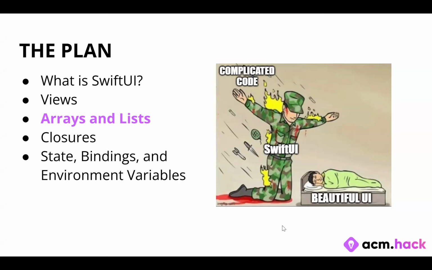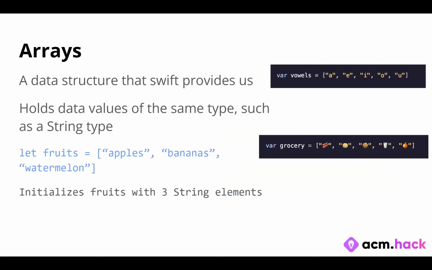All right, so let's quickly go over arrays and lists. I think they'll be pretty similar to other languages if you've learned them. An array is a data structure that Swift provides us. We can define an array like var vowels: A, E, I, O, U. That would be an array of 5 elements. It holds data values of the same type, such as a string type. So we can say let fruits: apples, bananas, watermelon, and this initializes fruits with 3 elements, right?